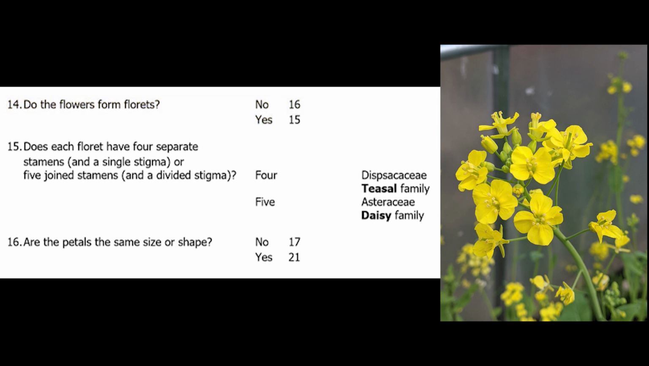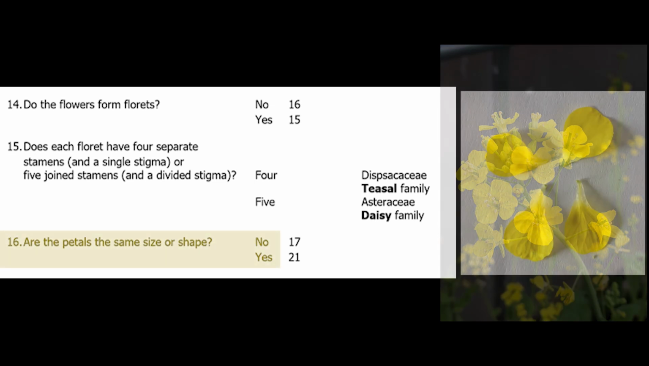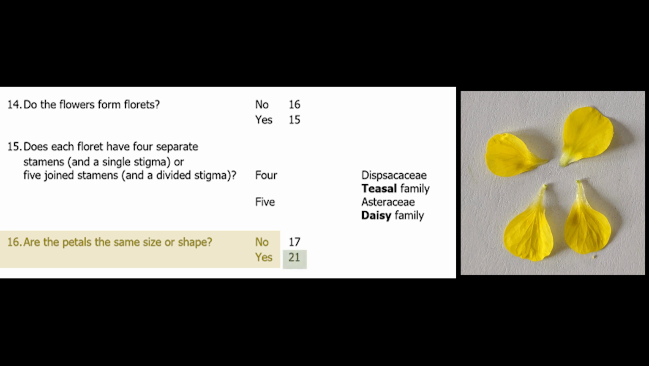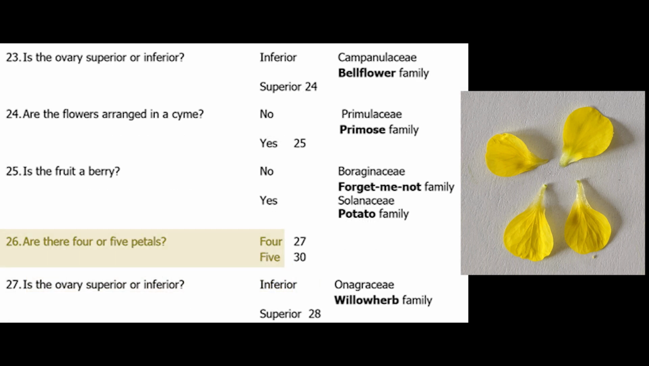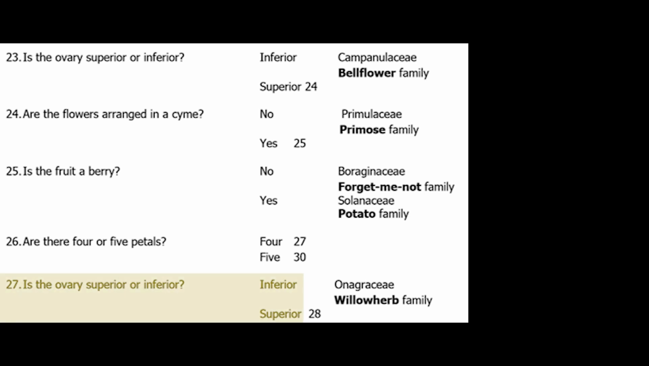Our next question is question number 16, which asks, are the petals the same size or shape? The answer to this is yes, so we go to question number 21 next. Question 21 asks, are the petals entirely separate? And indeed they are, which directs us to question number 26. And then question number 26 asks, are there 4 petals or are there 5? There are 4 petals in our sample, meaning we must go to question number 27 next. Question 27 asks whether the flower has a superior or an inferior ovary.